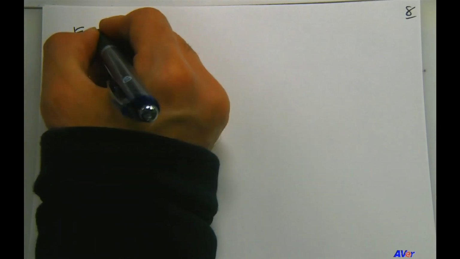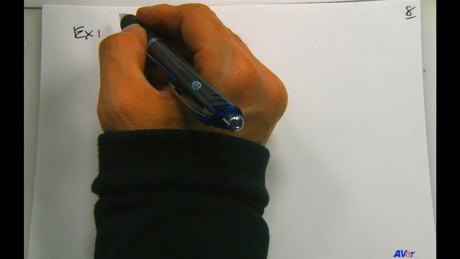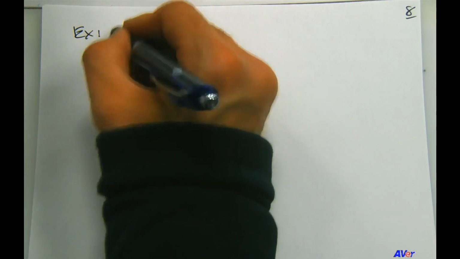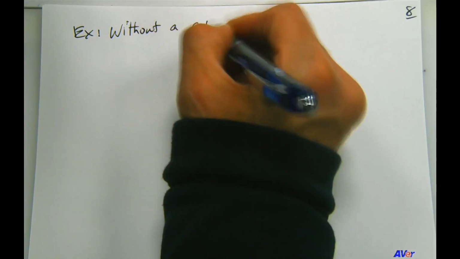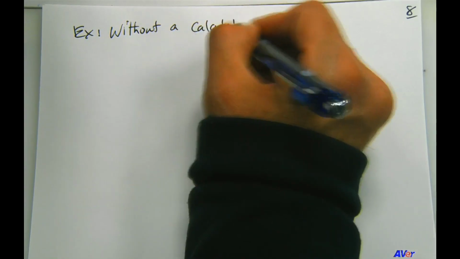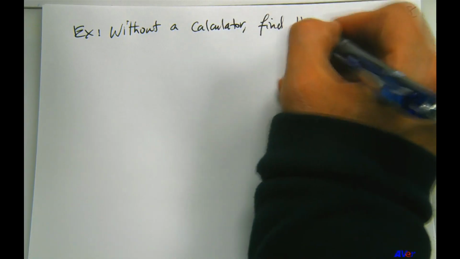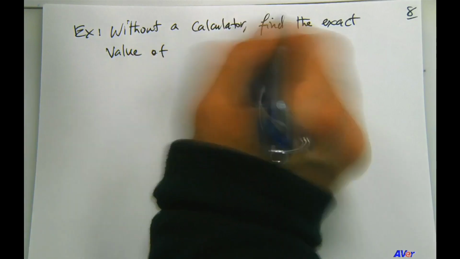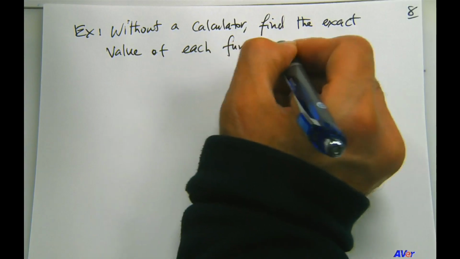So in this example, or series of examples, actually there's more than one. Let's see, we have a couple of these. And what we want to do is, without a calculator, find the exact value of each function.